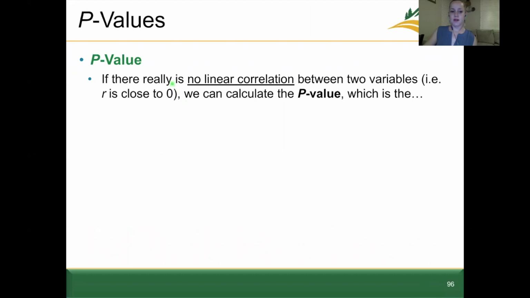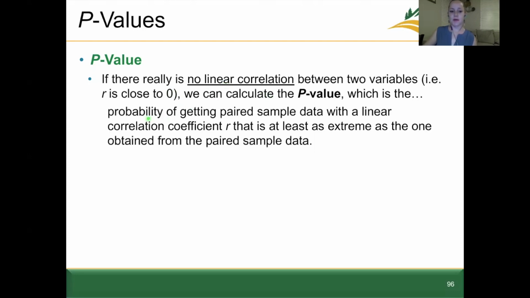So with the p-value, if there really is no linear correlation between the two variables, i.e. when r is close to 0, or it's some in-between number between 0 and 1 and 0 and -1, when we're not really certain whether there is a correlation, it's a good idea to also calculate our p-value, and then we have a better idea of whether there is a correlation or not. So what is a p-value? A p-value is the probability of getting paired sample data with a linear correlation coefficient R that is at least as extreme as the one obtained from the paired sample data.